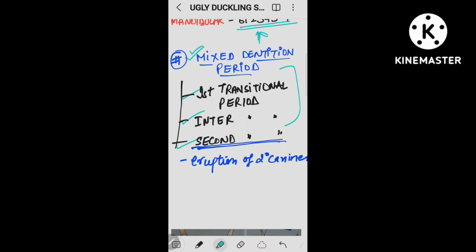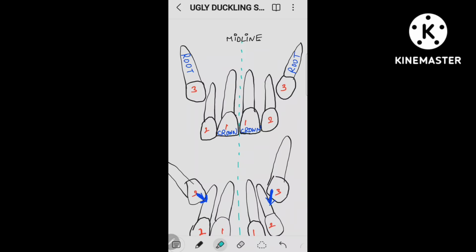Today we'll be discussing specifically the eruption of permanent canines, the secondary canines. What happens when the canines erupt into the oral cavity? If we look at this diagram, I have represented the teeth in the oral cavity. This is the midline, which is demarcated between the left and the right side of the oral cavity. This is number 1, central incisor, lateral incisor, and these are the erupting canines. As we all know from the morphology, this is the crown portion of the tooth and this one is the root portion of the tooth, right?